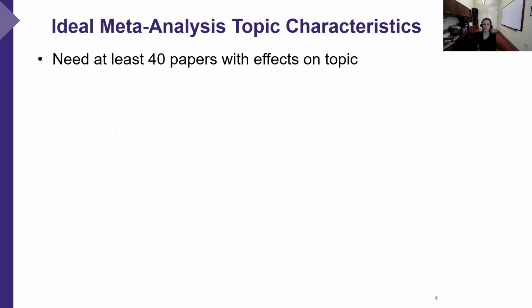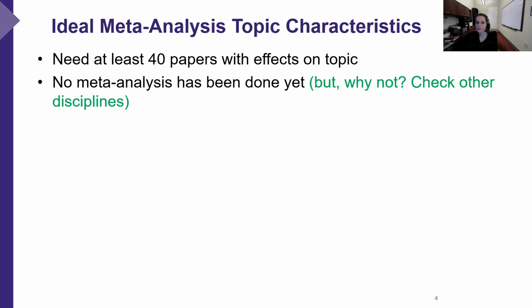I would say I don't see meta-analyses, whether the meta-analyses that we're trying to work on or as a reviewer, that have less than 40 papers. I don't think I've seen a meta-analysis. You can do that with fewer studies, but I would say to be safe, you need at least 40 papers.